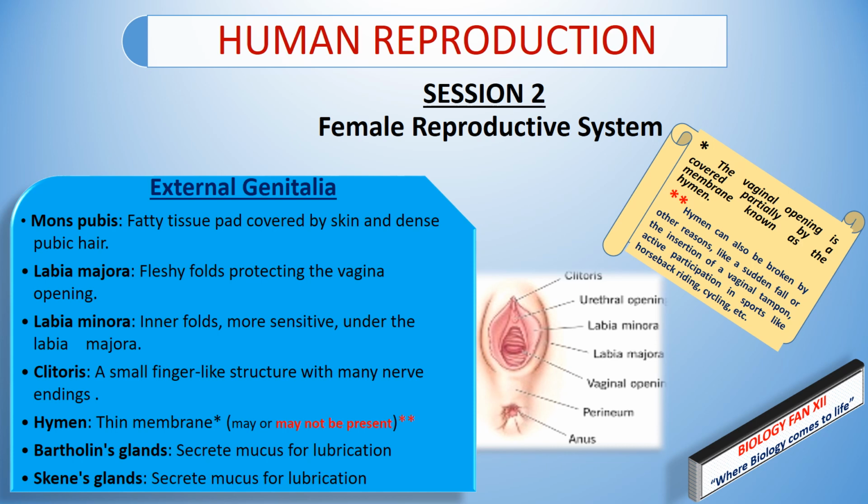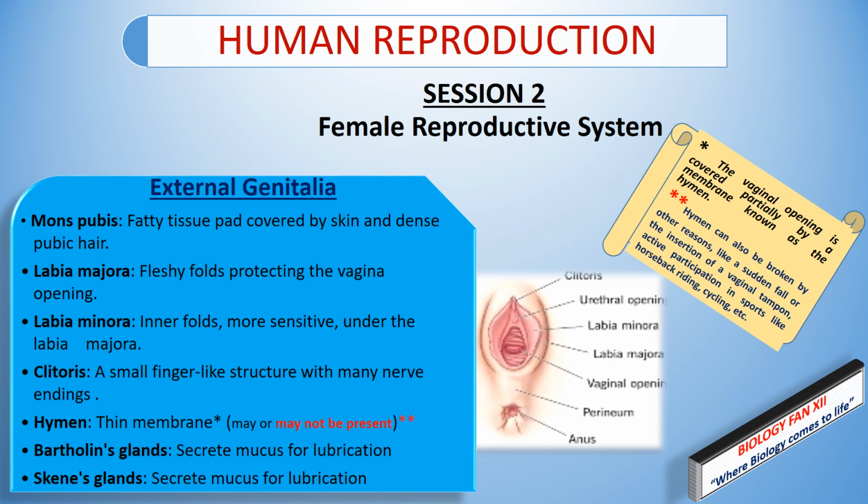Mons pubis is a cushion-like structure covered by skin and dense pubic hair. The labia majora are also fleshy folds and they protect the vaginal opening. They extend down from the mons pubis. Under the labia majora, there is the labia minora. It is an inner fold and more sensitive. It is a fair fold of tissue under the labia majora.